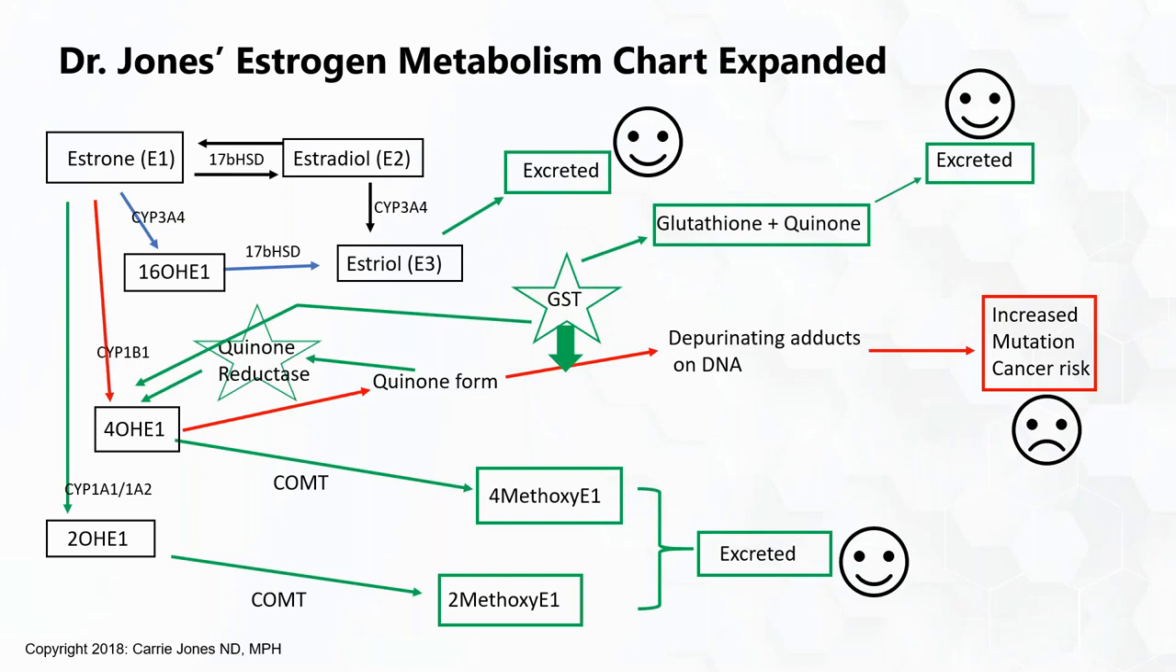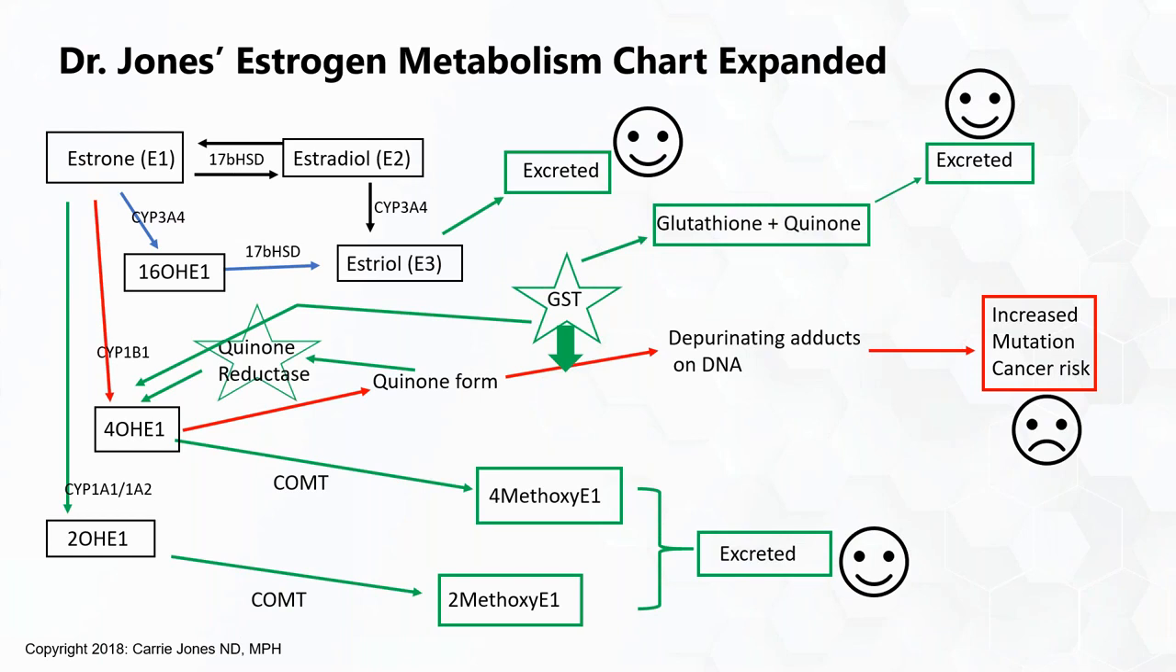So this is my Dr. Jones estrogen metabolism chart that is expanded. I call this my stick figure chart. I created this about a year ago to make it that much simpler for those of you who are newer to estrogen detoxification. And I have it color coded. Basically the green leads to smiley faces, which is where you want to go. And the red leads to frowny faces, which is where you don't want to go. So we're aiming for the green, trying to avoid the red. But if you do get stuck on the red pathway, I do have treatment options for that as well.